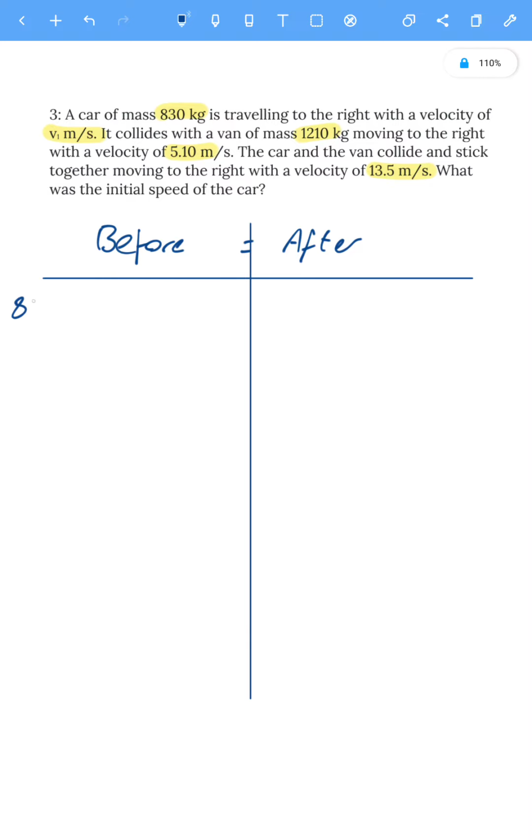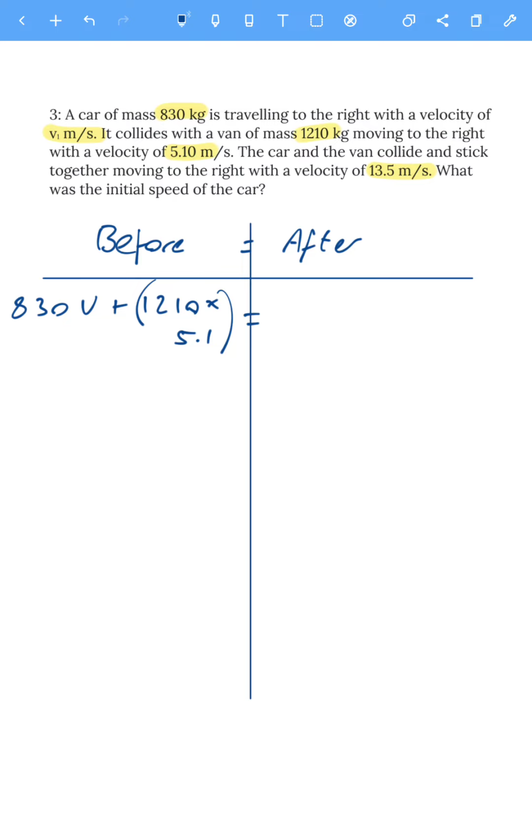So we've got 830 times v, plus we've got the momentum of the van. So that's 1,210 bracket times 5.1. We'll deal with that in a moment. So that's before the collision equals after.